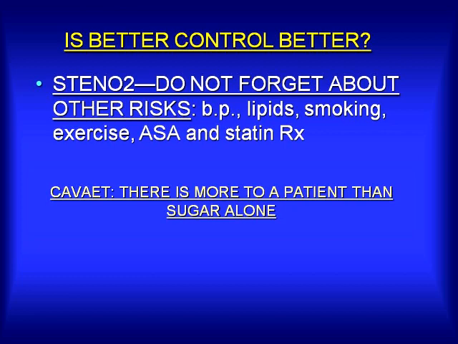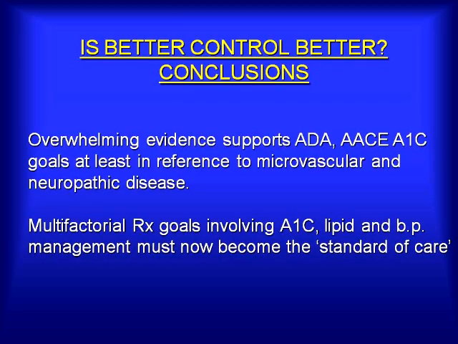And I can't highlight enough what Dr. Basil said about hypertension, and I want to throw in a bit about the lipids as well in terms of making a difference from the macrovascular endpoint. What I conclude here is that the overwhelming evidence would suggest that the ADA and ACE A1C goals are probably reasonable as it relates to microvascular and neuropathic disease, but when we're looking at what kills diabetics, we have to pay attention to lipids, blood pressure, aspirin, and this now really needs to become our standard of care. We need to embrace those other risk factors much more vigorously than we have.